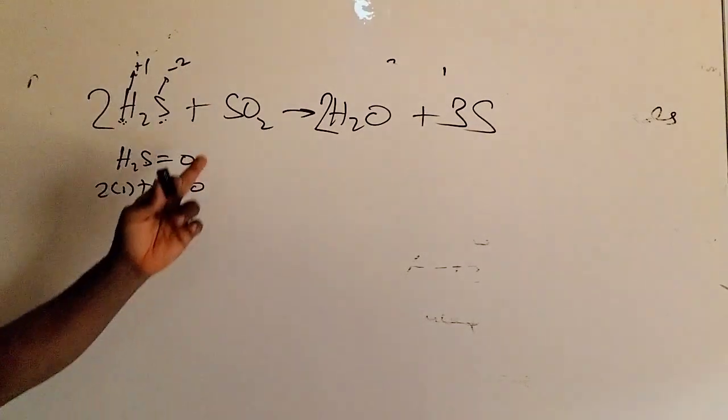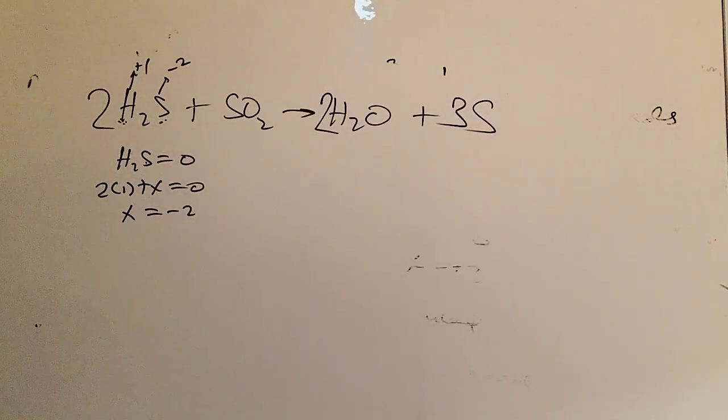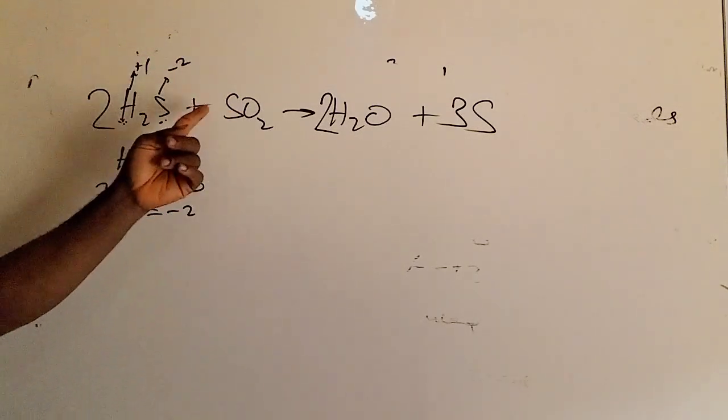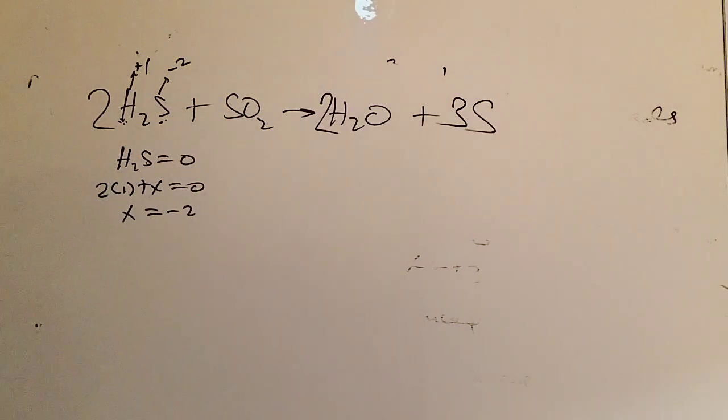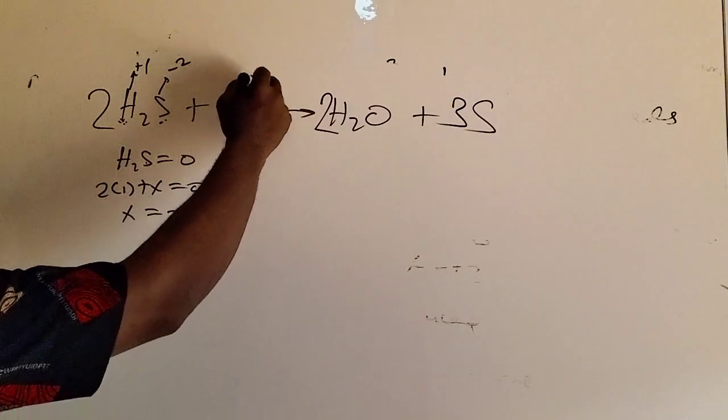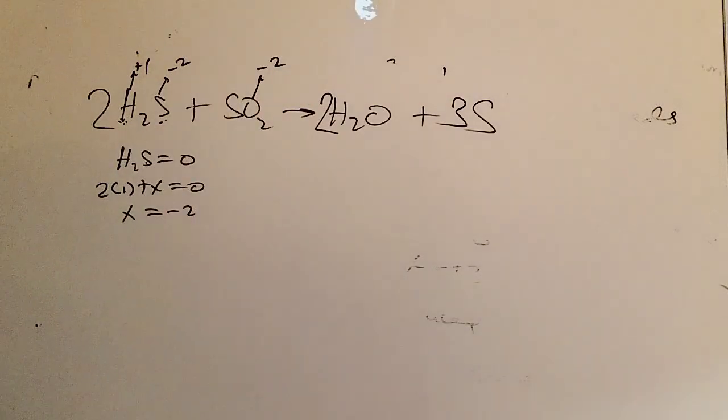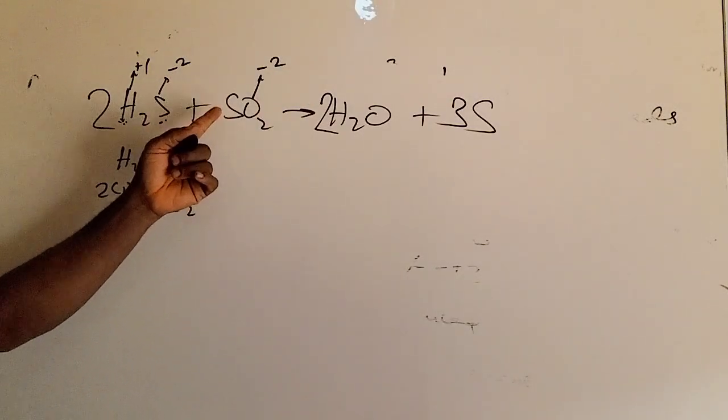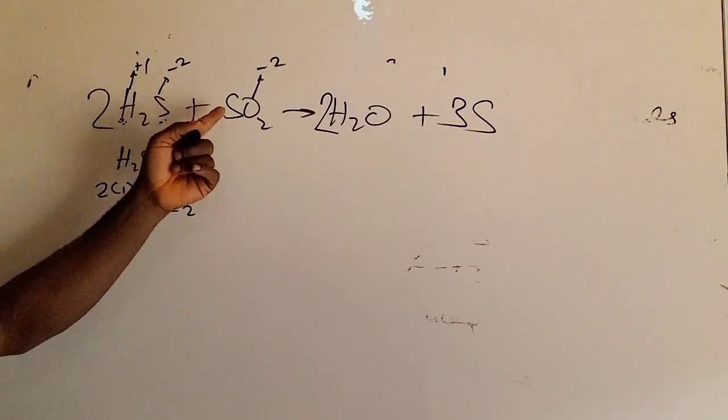You come to this one. That means for you to calculate the state of one element in a compound, you must know one of them. If there are 3 elements, you must know 2, and then the middle one you find. There are 2 elements here, so we must know one to find the other. Oxygen is always -2 in most compounds. So you may not know sulfur. Because sulfur is -2 here does not mean it should be -2 here.